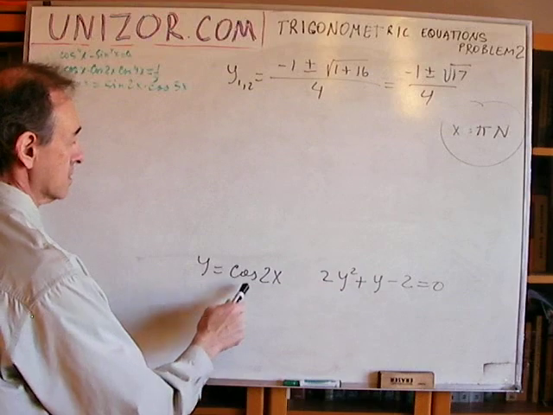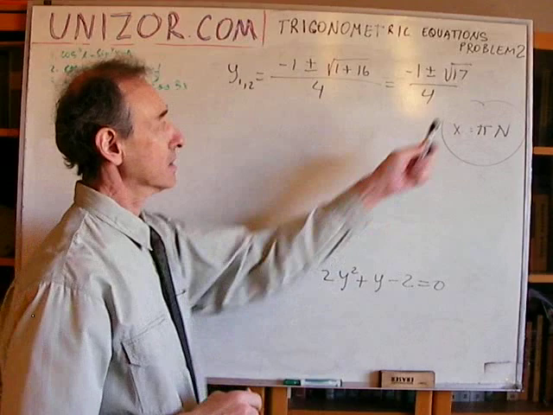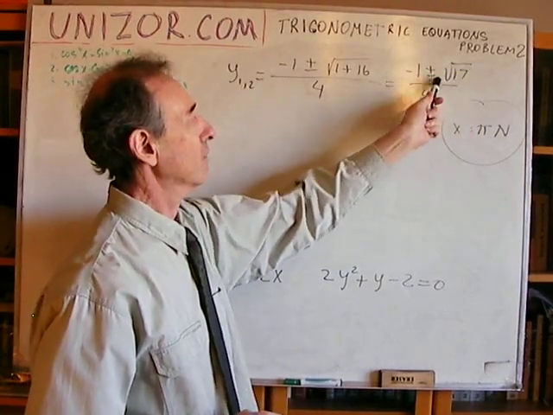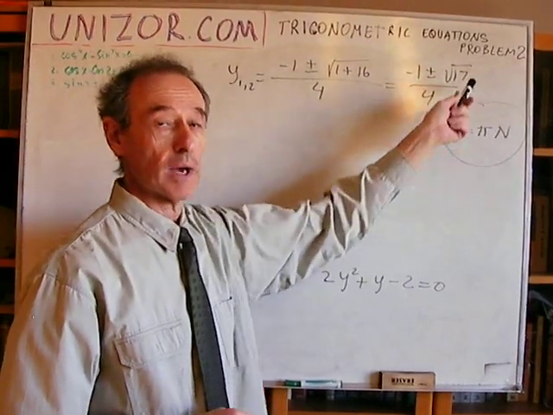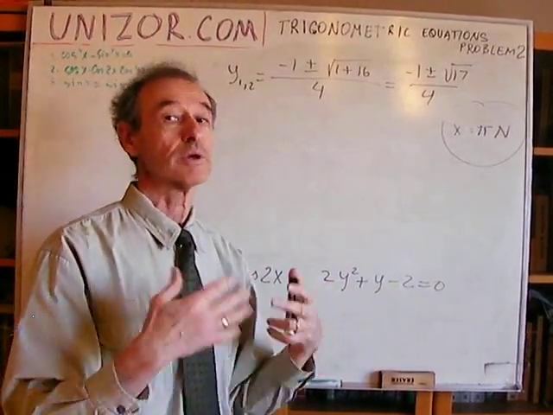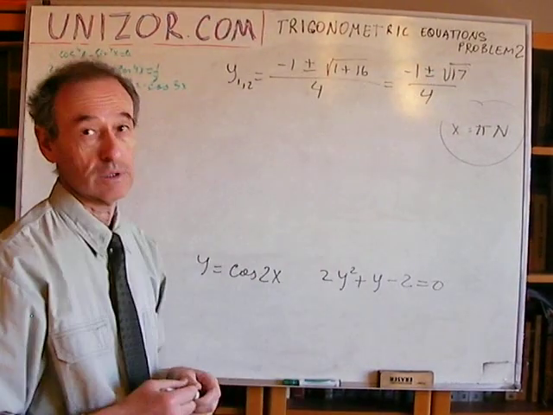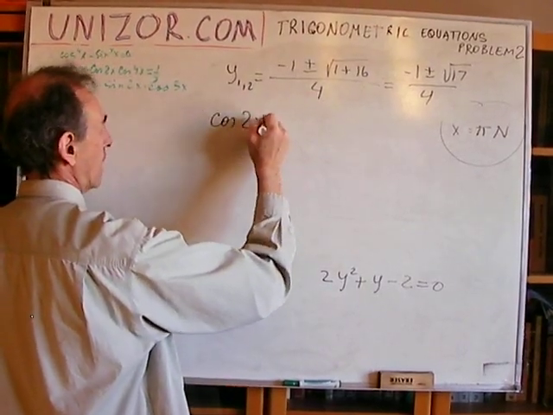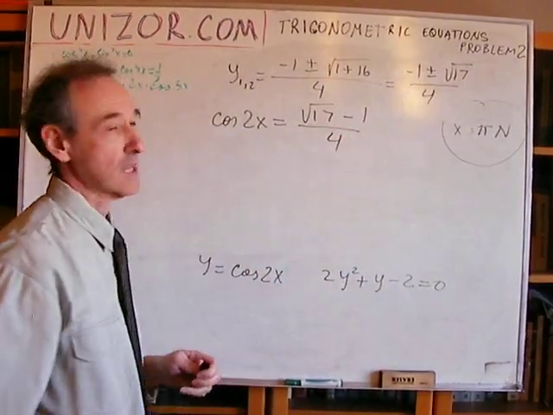Now, this is a cosine of 2x. Now, think about this. The square root of 17 is slightly more than 4, right? So if I have minus here and minus here, I will have greater than 4 in the numerator and 4 in the denominator. So my ratio will be less than minus 1. So by absolute value, it will be greater than 1. Cosine cannot be greater than 1. So minus actually doesn't work for us, only plus. So cosine of 2x is equal to square root of 17 minus 1 over 4. That's what we have here.